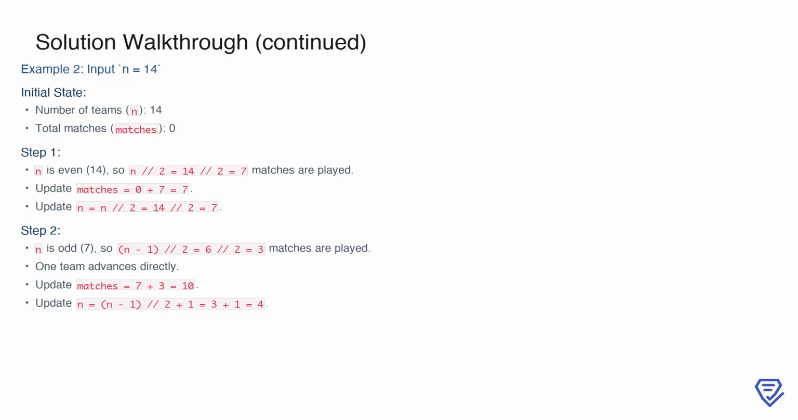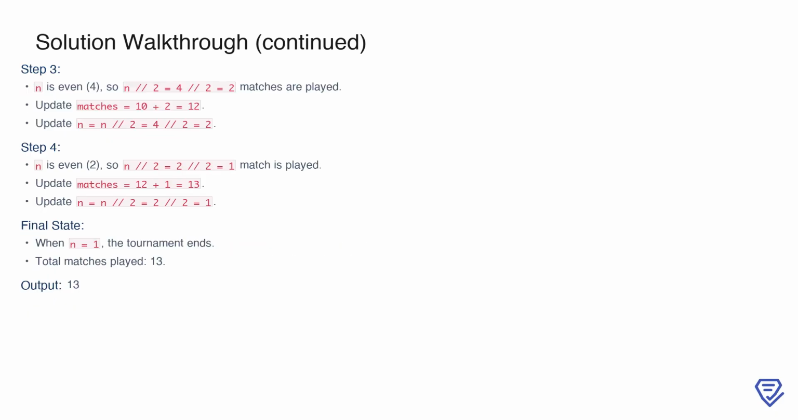is 7. Moving to step 2, n is now odd, so the number of matches is calculated using (n-1)//2. Substituting the value 7 gives (7-1)//2, which is 3 matches. One team advances directly, and we update the total matches to 7 plus 3 equals 10. The remaining number of teams becomes (7-1)//2 plus 1, which is 4.